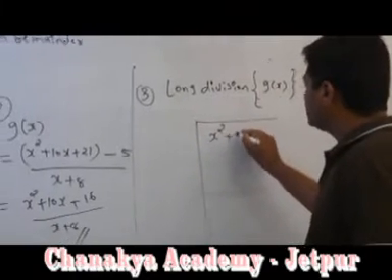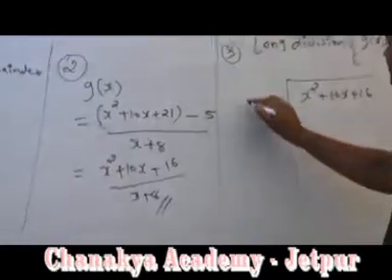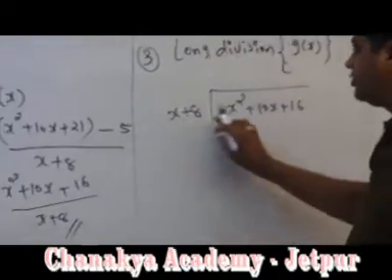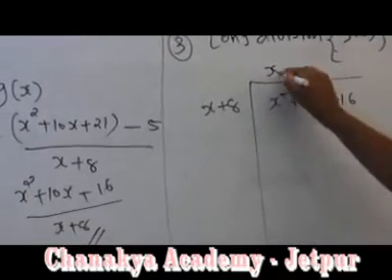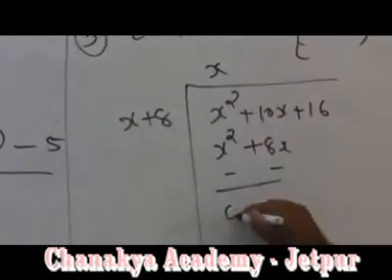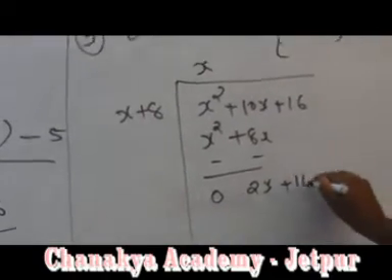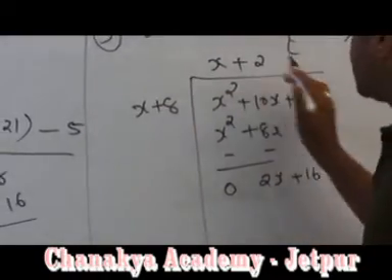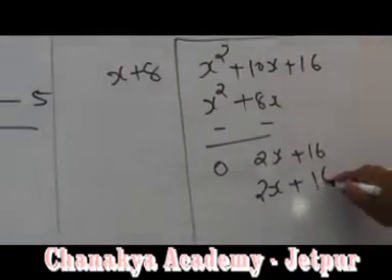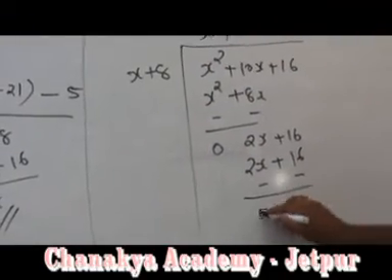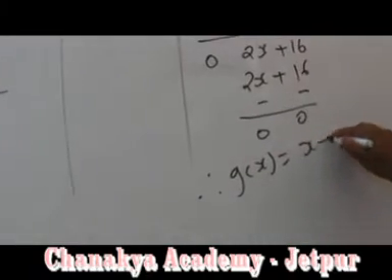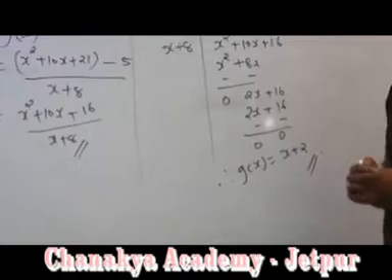x square plus 10x plus 16 divided by x plus 8. Here, with which term should we multiply x in order to obtain x square? It is x. x square plus 8x, minus, gives 2x plus 16. Again, 2 into x is 2x, and 8 into 2 equals 16. Sign change: 0, 0. Therefore, g of x equal to x plus 2. Students, here we concluded our sum.